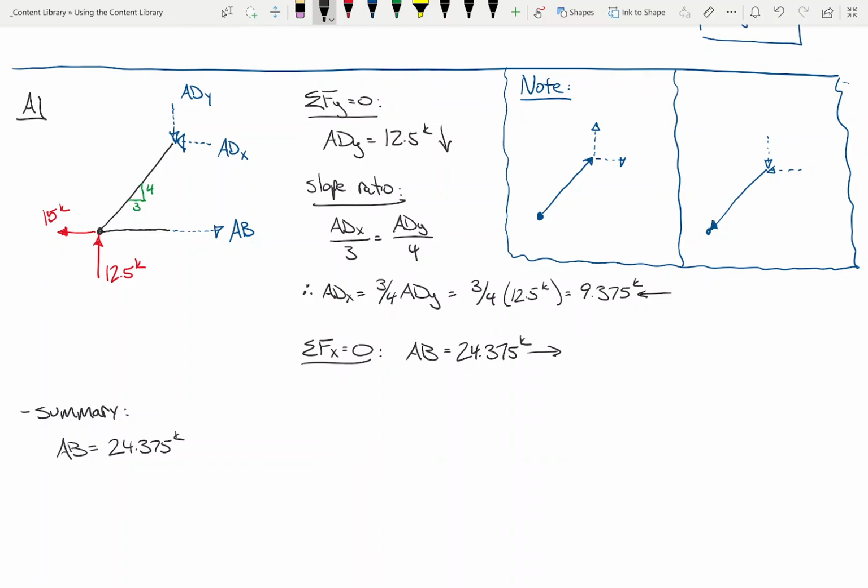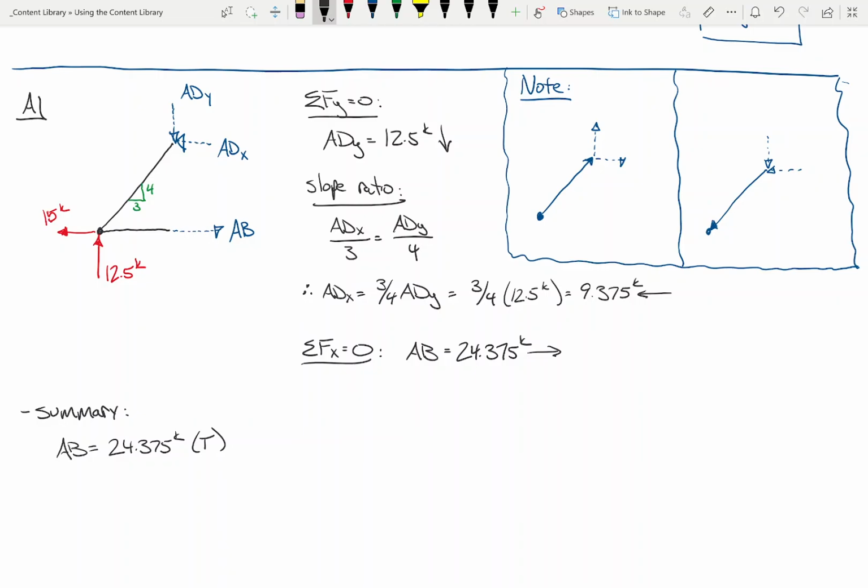Now, the easiest way to do that is to just look at the joint in question. Is AB going towards the joint or away from the joint? Away. So if I'm here and you're pulling away from me, are you applying a tensile force or compressive force? Tension, right? Here's a rope, you grab the rope, pull it away, we're applying a tensile force to the rope. So AB is experiencing 24.375 kips in tension.